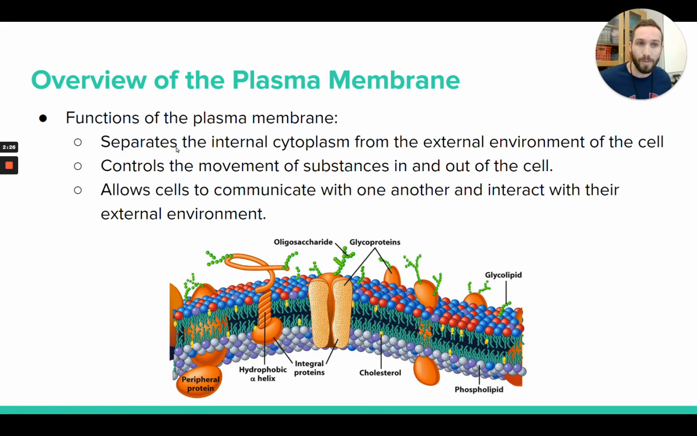It also controls what moves into and out of the cell, which is super important. In all cells, there's going to be things that need to go into the cell and things that need to go out of the cell. All of that has to take place at the plasma membrane. And then it also allows cells to communicate with one another. A lot of that communication between cells is going to be because of components on their cell membranes.